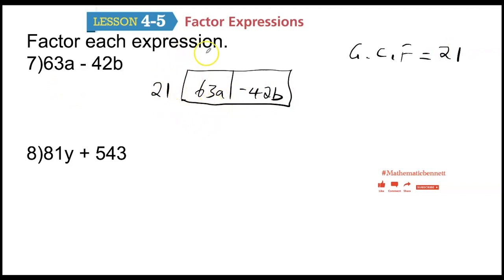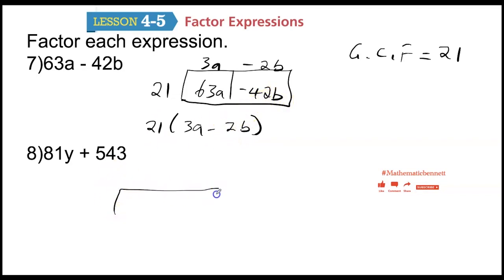21 into 63a goes 3a. 21 into -42b goes -2b. So in order to factor this expression, we need to write our answer as the product of two expressions. So we have 21 and 3a minus 2b. So there we have factored the expression. To check your answer, you could multiply 21 times 3a. You see that we get back 63a. And 21 times -2b, we see that we get back -42b.